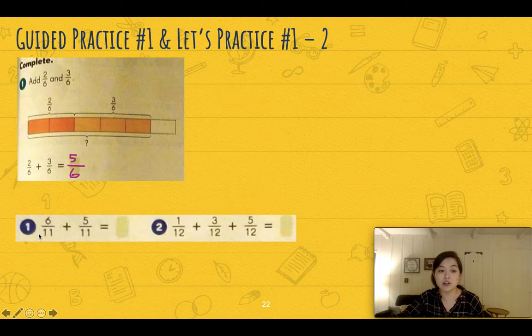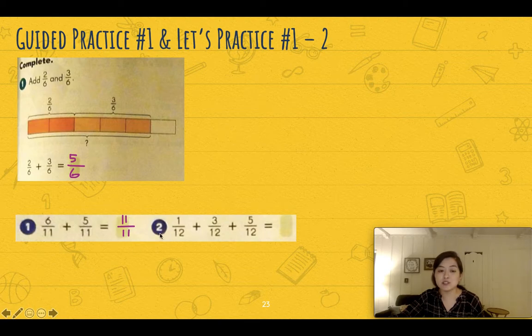Let's look at number 1 here. Now, here, these are like fractions because my denominator is the same, so my denominator is still 11, but all I need to do is add the numerator. 6 and 5 make 11 in the numerator. So 6/11 plus 5/11 is equal to 11/11.